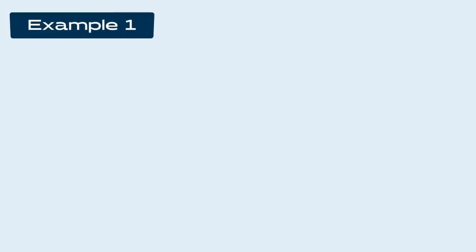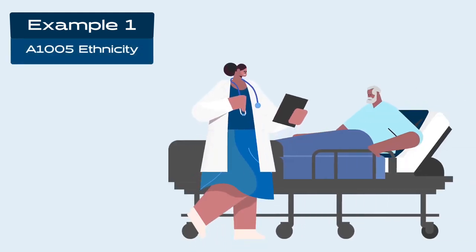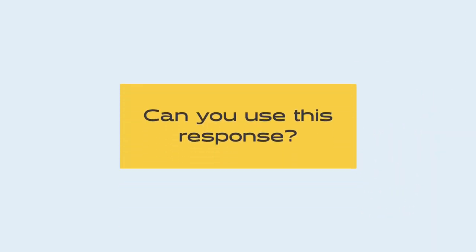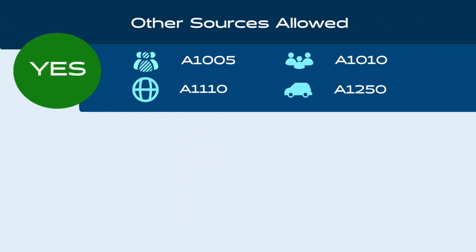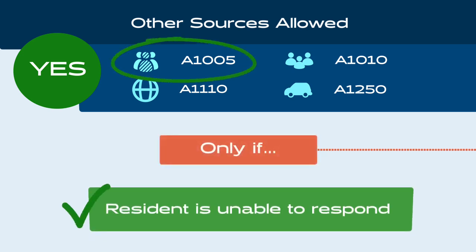Example 1. For A1005 ethnicity, resident F is admitted after a cerebral vascular accident and is unable to respond to questions regarding their ethnicity due to aphasia. A family member is present and replies that resident F is Mexican American. Can you use this response? Yes, when the resident is unable to respond, a response from another individual is allowed for A1005 ethnicity. The resident attempts but is unable to respond due to aphasia, and a family member provides input.